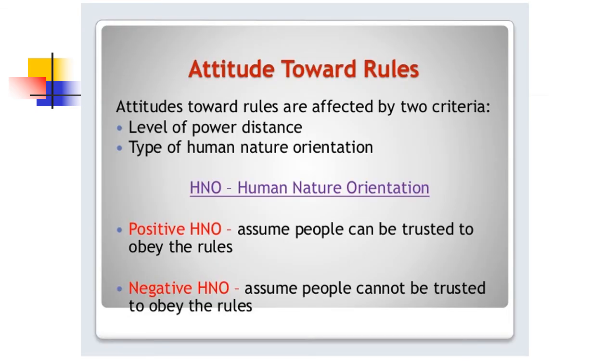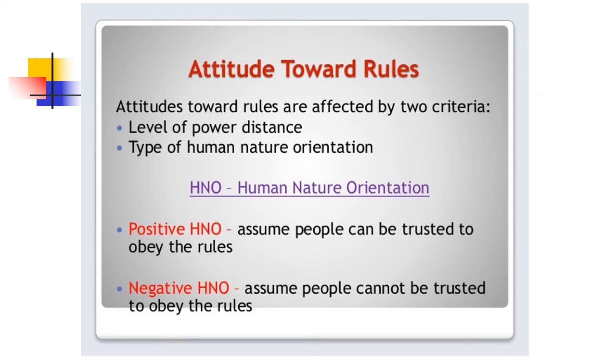So attitude towards rules will look at law in a more cultural aspect. So this talks about the perception of people towards rules and regulations. What type of attitude would people have towards rules? So now this will vary from one culture to another. So attitude towards rules are often affected by two things. One is the power distance. Number two is the human nature orientation.